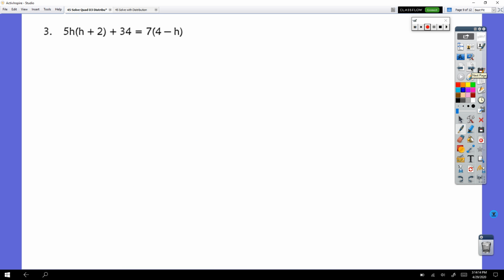Okay, for our next example, again, I see parentheses, and right now it doesn't look like a quadratic to me, but because of the parentheses, that gives me a clue that I do need to distribute. So I'm going to start off by distributing the 5h through the parentheses. I'm going to write down the plus 34 again, just so that I'm making sure I'm keeping track of everything that was originally in the problem. And now I'm to my equal sign. So I'm looking at the right side now. So I see the 7, so I'm going to distribute the 7 through the set of parentheses.